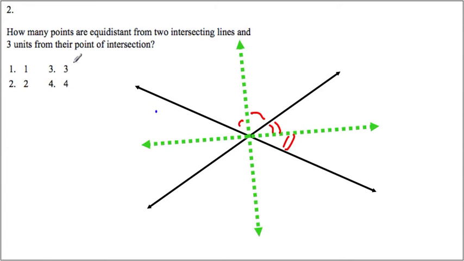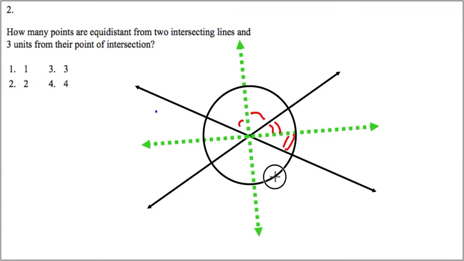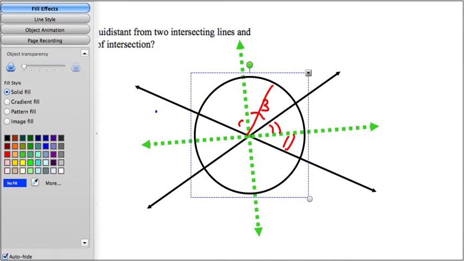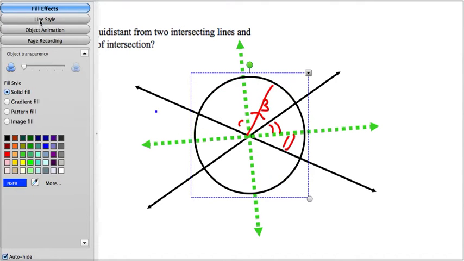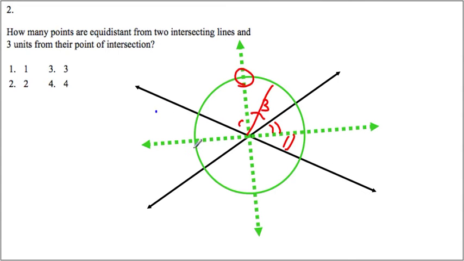Now, 3 units from their point of intersection, a given distance away from the point, then we are looking at the circle. So given that this portion is 3 units apart from the intersection, how many points will satisfy those two conditions? So once again, I'm going to express all the loci in green. Alright, then here we're going to have 1 point, 2 points, 3 points, 4 points. So therefore, our answer will be choice 4.